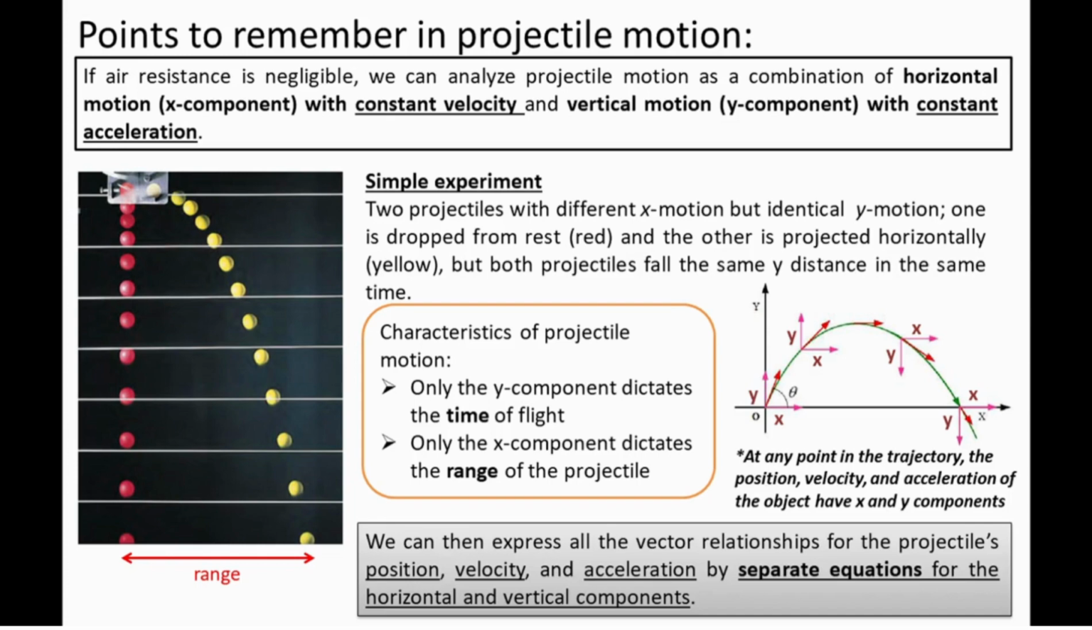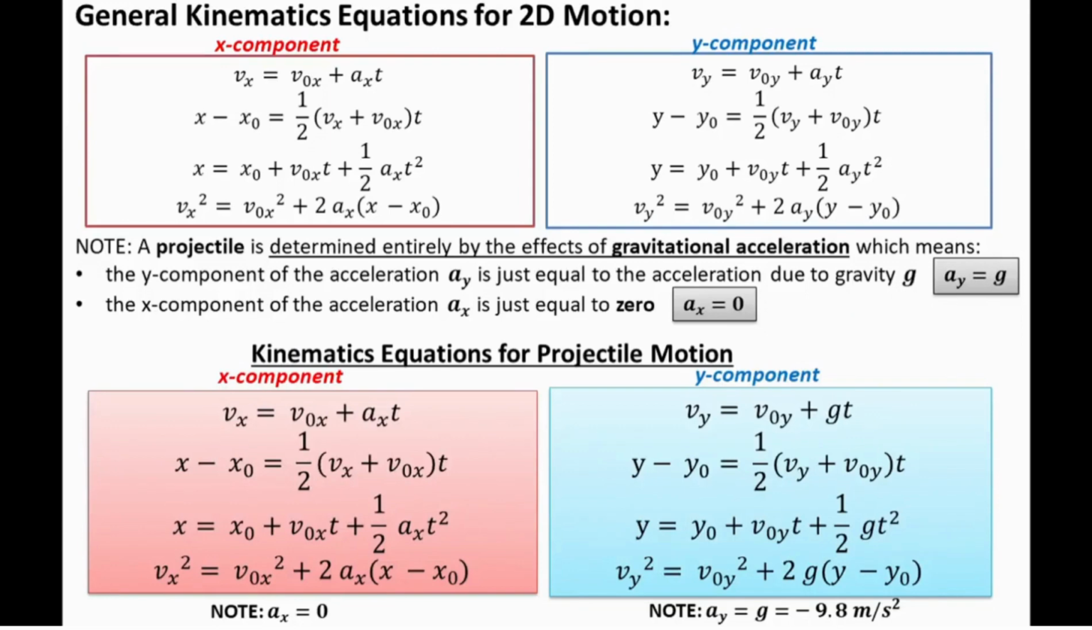We go back to the general kinematics equations for the 2D motion and figure out what these equations would look like if we use them in projectile motion. Here we have the general x component of the kinematics equations for 2D motion, as well as the general y component kinematics equations for the 2D motion. We should take note of the characteristics of the projectile motion, like the y component of acceleration, a sub y, is just equal to the acceleration due to gravity.